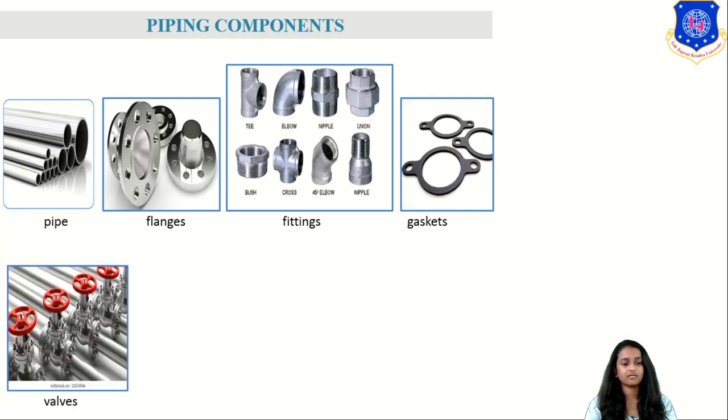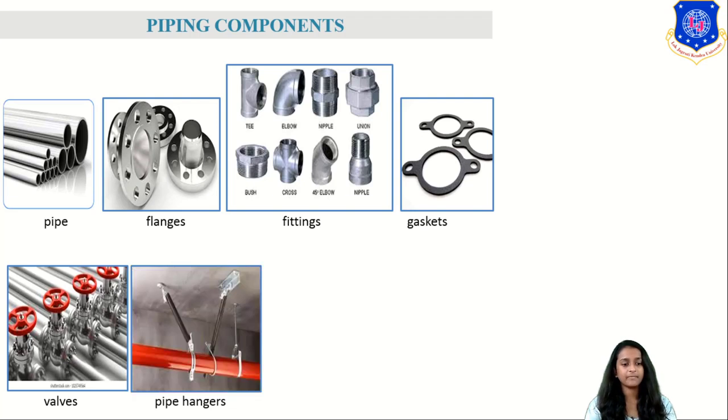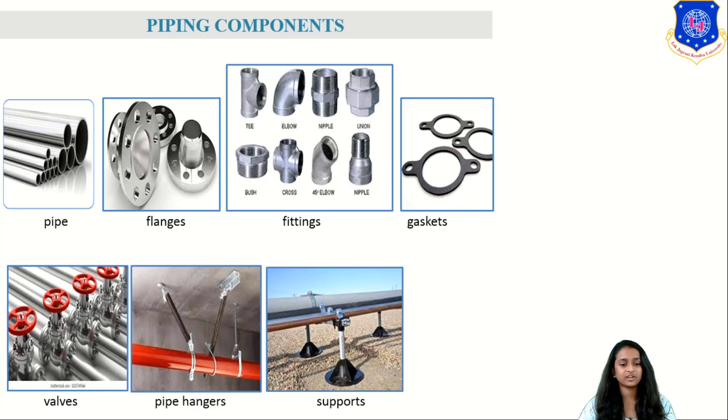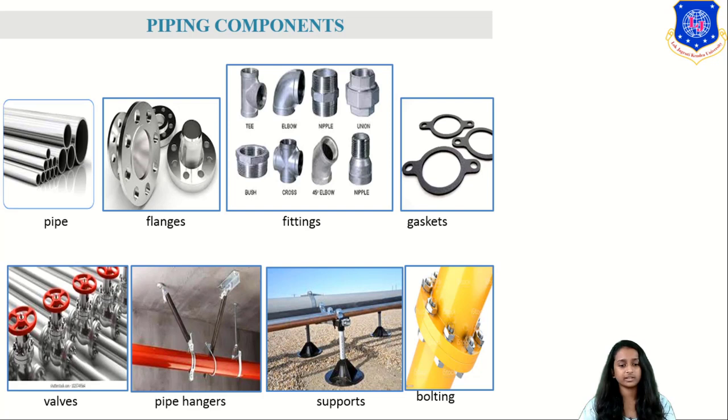Then valves. Valves are used to control the flow of the fluid. Then pipe hangers. Pipe hangers are used to transfer the load of the pipe to the beam. Then supports. Supports are used to transfer the load of the pipe to the ground. Then bolting. Bolting is a very small component but it plays a major role in a piping system. So these are the main components of piping systems.